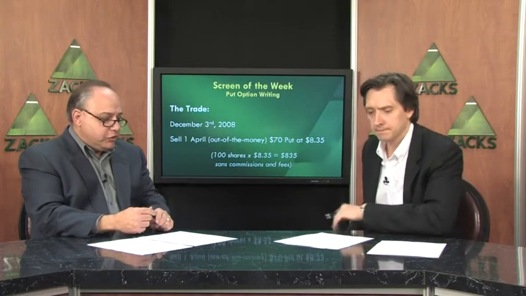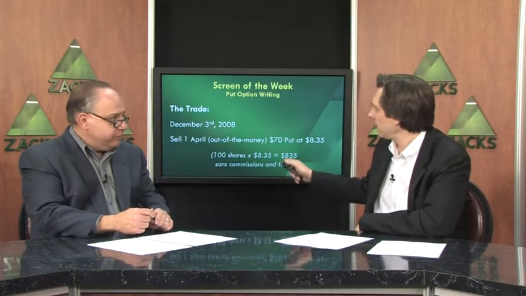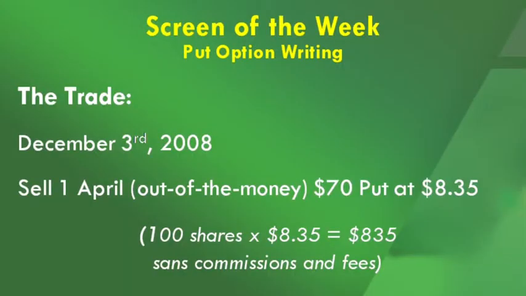All right, let's look at the trade step by step. Okay, the trade is this. On December 3rd, I have a slide up here. On December 3rd of 2008, I decided to write a put option on Apple Computer, ticker symbol AAPL. And I chose the April out-of-the-money $70 put option at a premium of $835. Okay.